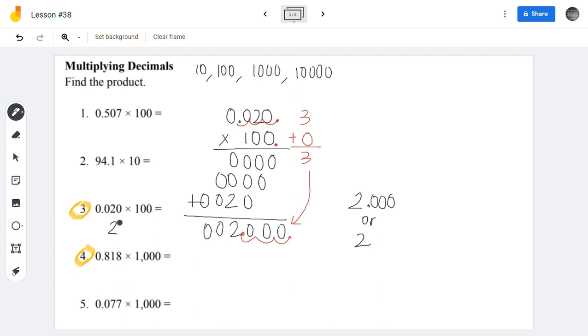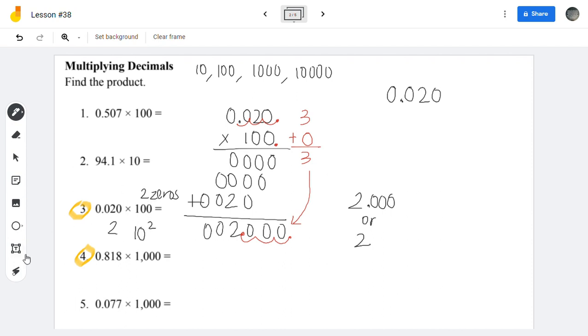I'm going to show you the shortcut way when you're multiplying. This only works when you're multiplying decimals by powers of 10. So I'm going to show you the shortcut way. We have 0.020 here. If you count the number of zeros in 100, you'll see that we have 2 zeros, which means this is 10 to the second power.